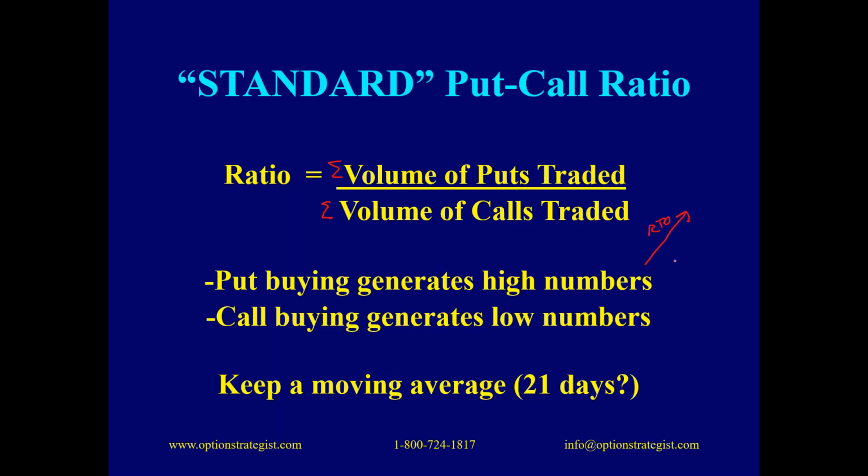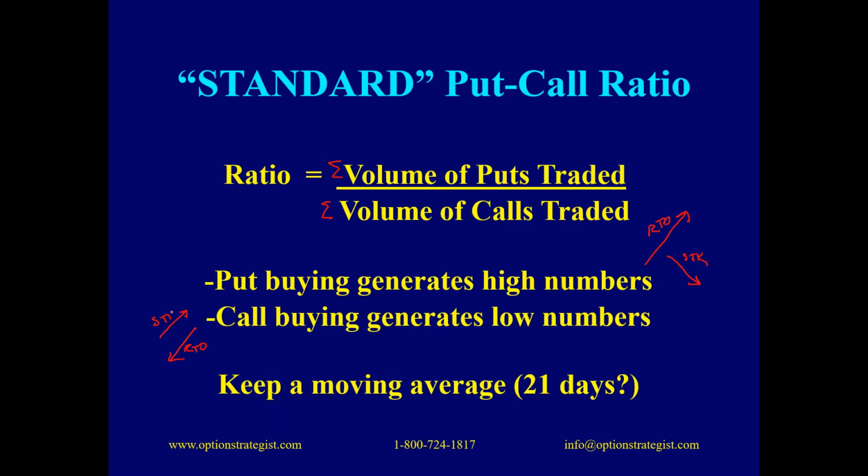But of course, heavy put buying typically occurs when a stock is going down. So when the underlying is going down, the ratio will be going up. They're moving in opposite directions. In a similar manner, calls are in the denominator of this fraction. So heavy call buying will drive the ratio lower. But heavy call buying typically takes place when stocks are rising.